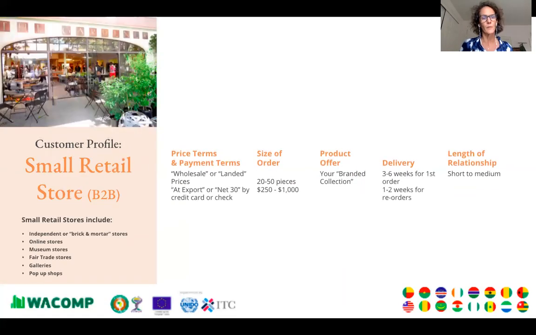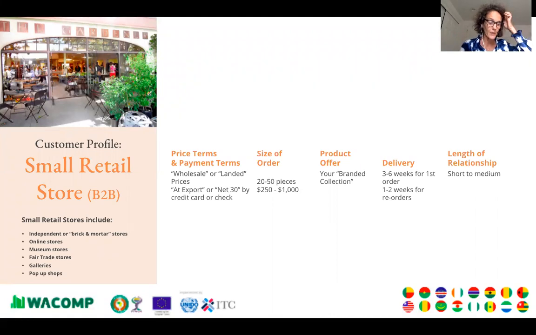This is the second customer profile, a small retail store. Small retail stores might include online stores, museum stores, fair trade stores, or galleries. Small retail stores normally buy products from wholesalers and distributors in their own country. So they're accustomed to wholesale prices or landed prices, which means shipping from a warehouse located in their own country or with the international shipping costs included.